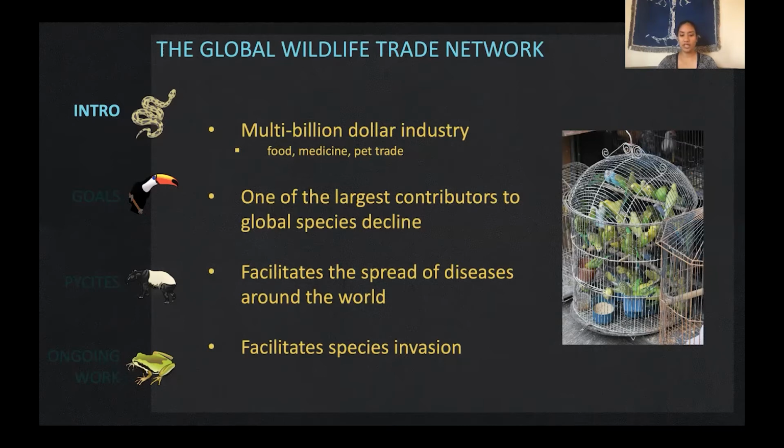Along with climate change, deforestation, and fire, the wildlife trade is among the top contributors to the global decline of species. Not only that, the wildlife trade facilitates the spread of disease around the world, which is bad for wildlife, livestock, and humans. The majority of emerging infectious diseases that are of concern to humans come from animals. Finally, the wildlife trade facilitates species invasion, where non-native animals are introduced into ecosystems which are unable to adjust.